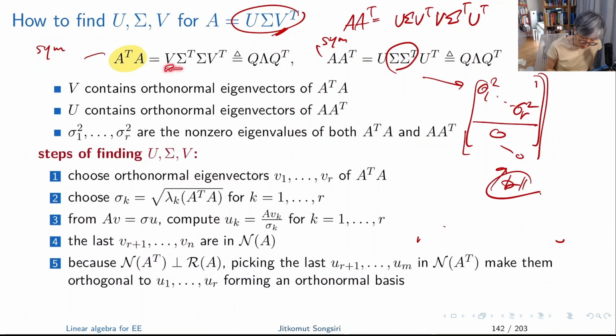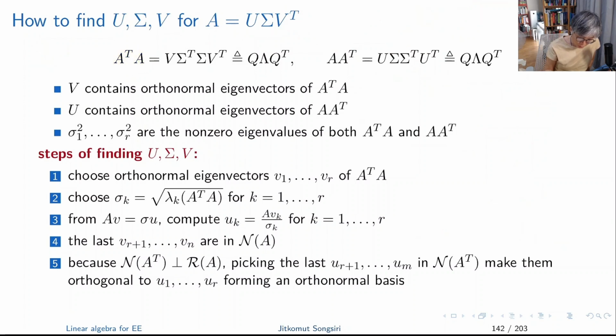Previously V was the eigenvector of A transpose A. Now U is the eigenvector of A A transpose. Because both of them are symmetric matrices, the eigenvectors are orthogonal. These results have shown that you can take V as Q and U as this Q, but this Q and this Q are not the same Q. It's just the notation. So both U and V can be taken as orthonormal eigenvectors of these matrices.